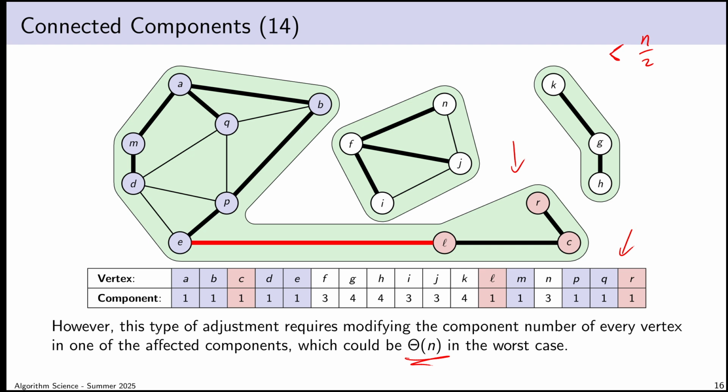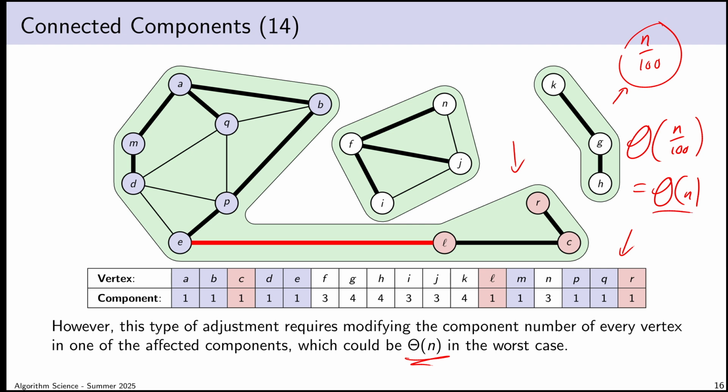On the other hand, if my component has size, say, n over 10 or n over 100, then modifying the component number of each of those n over 100 vertices is going to be big theta of n over 100, which we know already is the same as big theta of n. And so that's going to be linear time. So the issue here is if I have to go through and modify a table entry for every single vertex in one of my components, there are lots of cases I can think of where that could require linear work in the number of vertices.